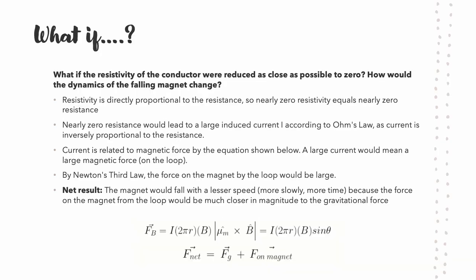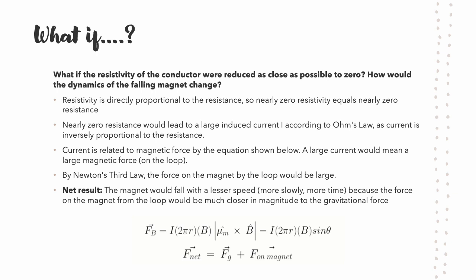Now I will go over the first what-if question, which is: what if the resistivity of the conductor were reduced as close as possible to zero? How would the dynamics of the falling magnet change? Resistivity is directly proportional to the resistance, so nearly zero resistivity equals nearly zero resistance. Nearly zero resistance will lead to a large induced current I according to Ohm's law, as current is inversely proportional to the resistance.